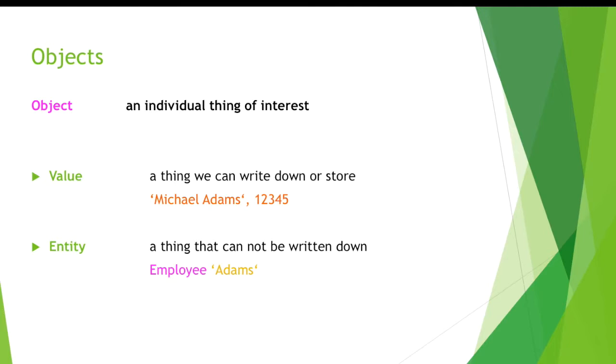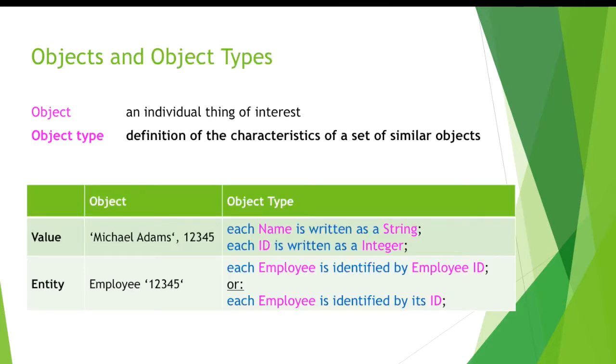Going from the real world into FIML language, we now use object types to provide a definition of the characteristics of a set of similar objects that each instance can make use of. So for value, we said we can write it down, and FIML now defines how it is written down. So for example, we say each name is written as a string, each ID is written as an integer. And string and integer are particular data types that we're not going to put too much emphasis on for this experiment.